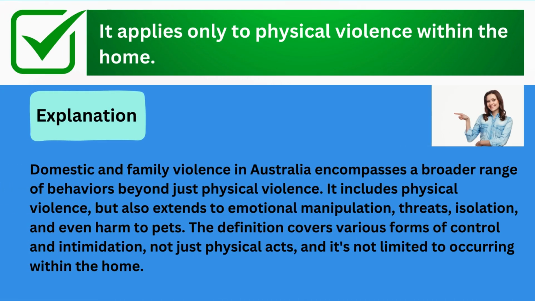The correct answer is it applies only to physical violence within the home. Explanation: domestic and family violence in Australia encompasses a broader range of behaviors beyond just physical violence. It includes physical violence, but also extends to emotional manipulation, threats, isolation, and even harm to pets. The definition covers various forms of control and intimidation, not just physical acts, and it's not limited to occurring within the home.